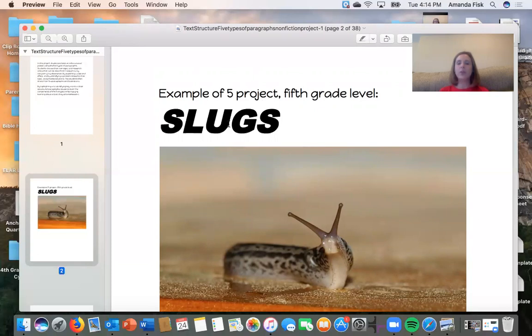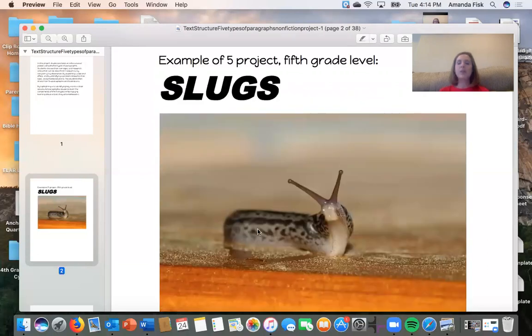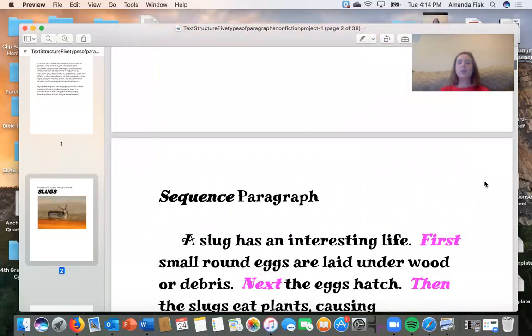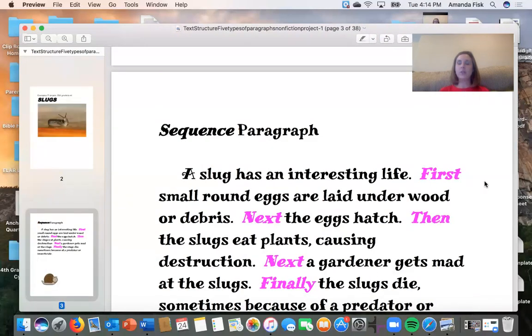So if you did this on notebook paper, you would write slugs, or whatever your topic was, really big at the top. And then you would have a picture, or I'm sorry, this is not a picture, this is a photograph. So you could draw a picture of yours if you want, or if you want to print out a photograph from the internet, you could do that. But basically, you're going to do a paragraph for each of the different text structures.